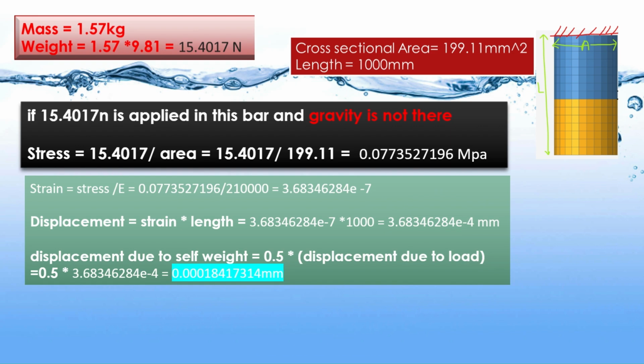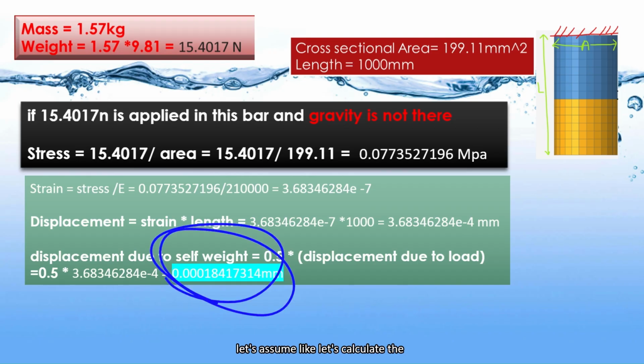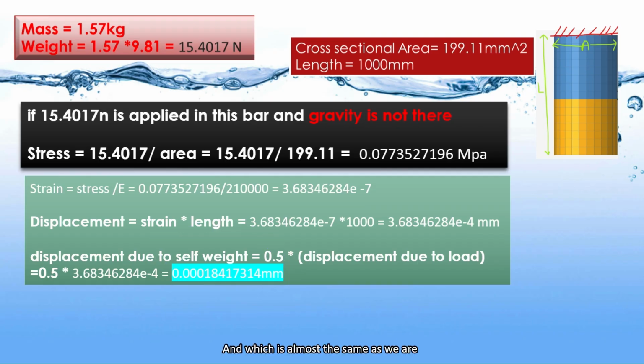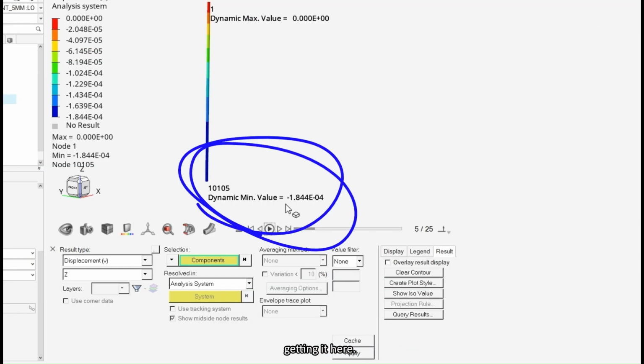And displacement due to self weight will be half of the displacement due to the same load. So let's calculate half of this, which comes out to be 0.00184 mm, and which is almost the same as we are getting here.